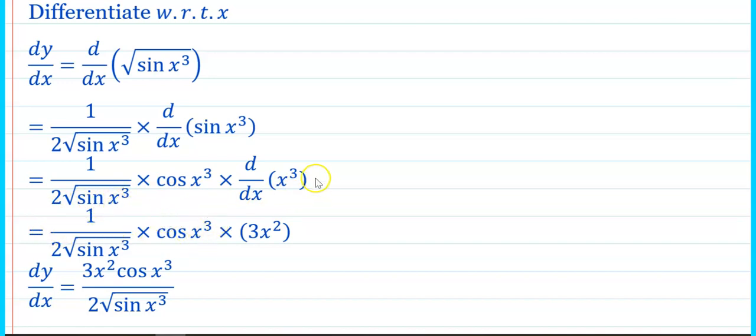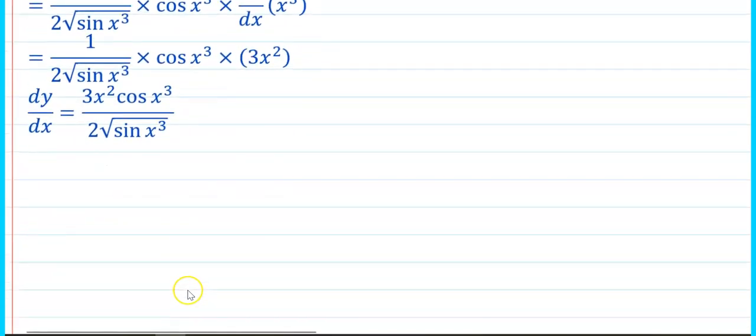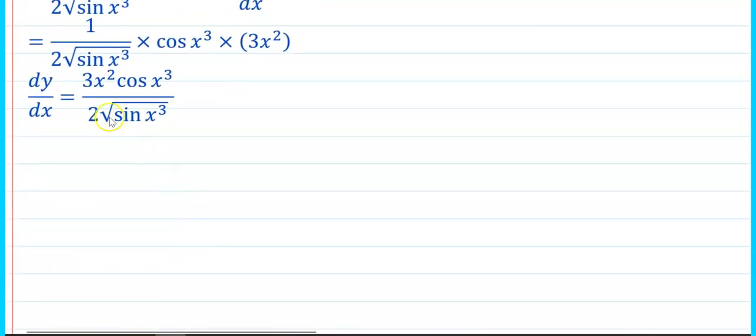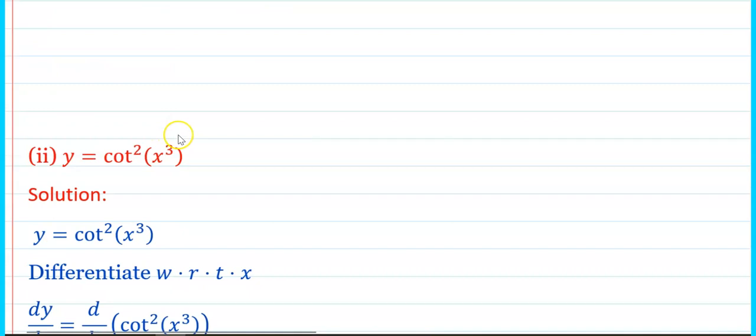Therefore finally we find out the derivative of x cube is 3x square, and normal multiplication, that is 3x square into cos of x cube upon 2 root of sine of x cube, and hence dy by dx is equal to 3x square cos of x cube upon 2 root of sine of x cube, in this way.